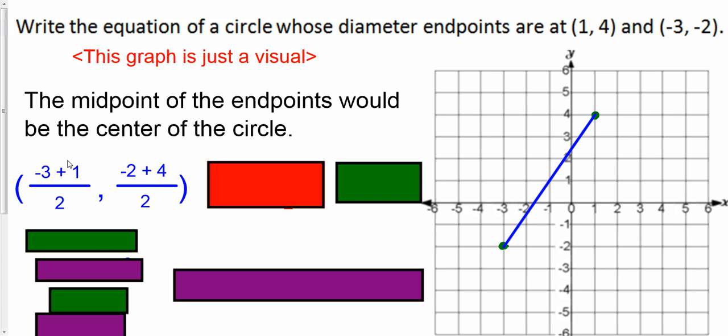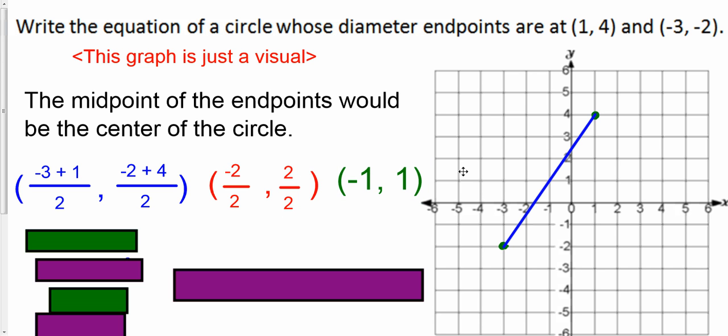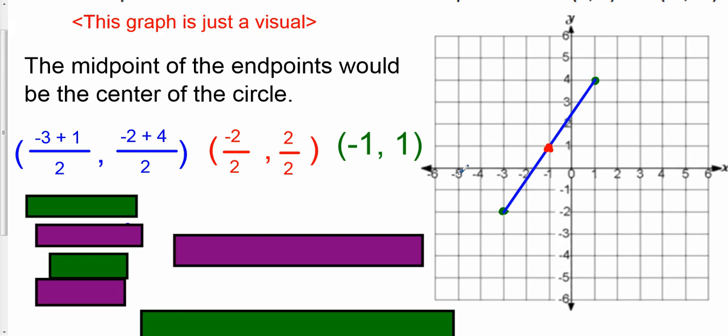That third pair there, this is going to be the x value, this is going to be the y value of our new point. So simplifying that, negative 3 plus 1 is negative 2 over 2. Negative 2 plus 4 is positive 2 over 2. Simplifying that down even more, (-1, 1) is our midpoint of that, so that would be our center. So right here at (-1, 1), that is our center.